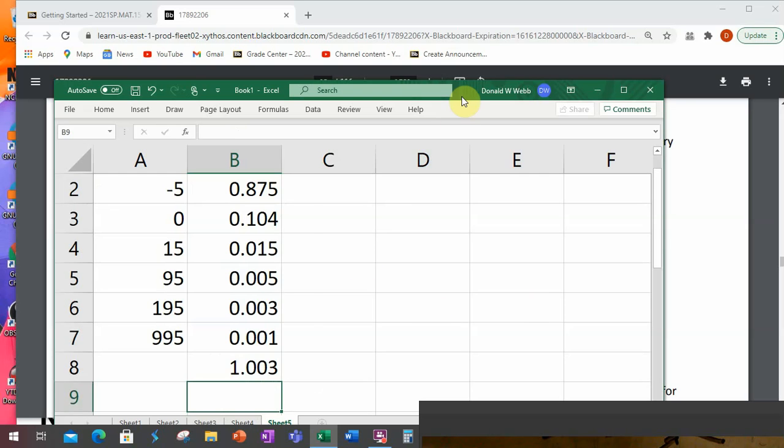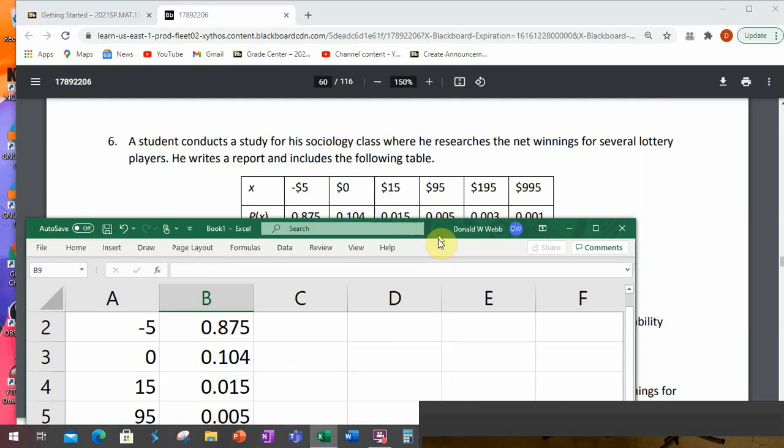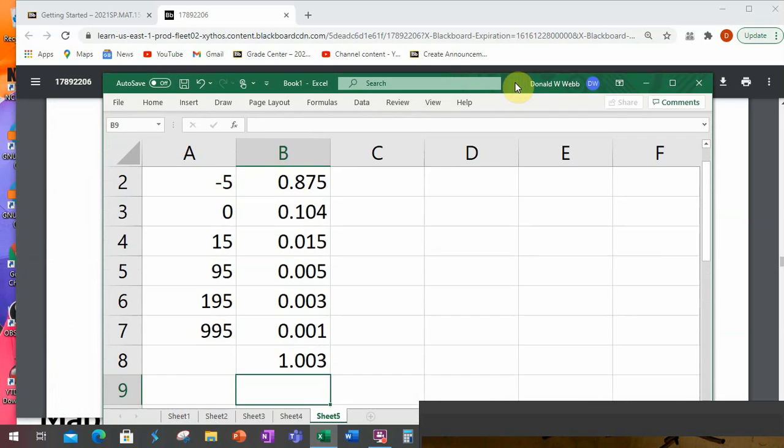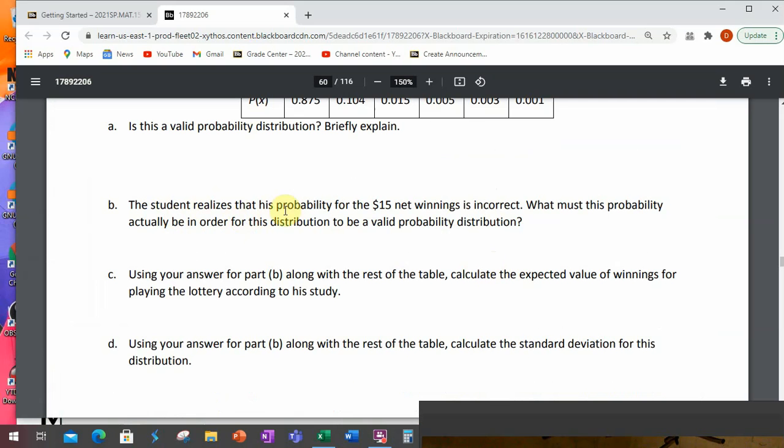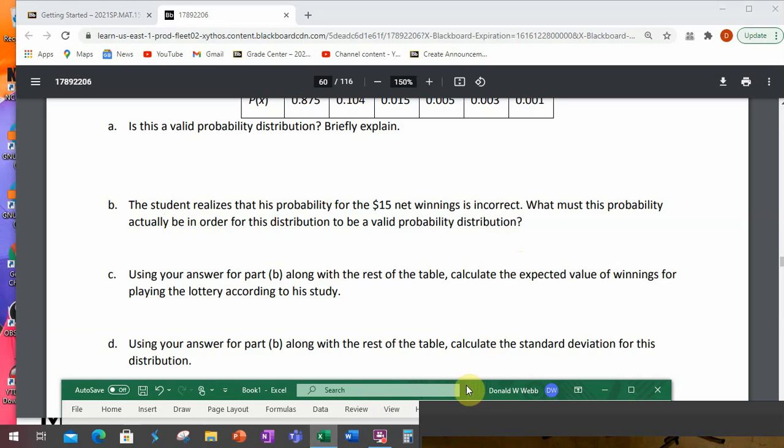Could have been a mistake, but in this case, they're going to come back. So this is not a good probability distribution. We just rounded some numbers wrong. We need to go get them a little finer. These were wrong because they added up to something different. And then it says, the student realizes that his probability for the net $15 is incorrect. What must this probability be in order for this distribution to be a valid probability distribution?